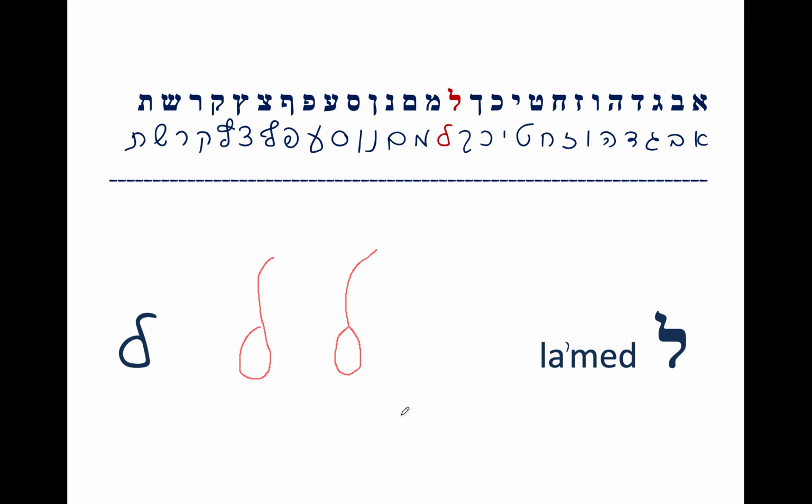Now the letter lamed, it needs to be again higher than the rest of the letters, and you can see here, kind of like the tet. So the lamed should be the same height, bigger than the rest of the letters. Again, lamed. Okay, next letter.